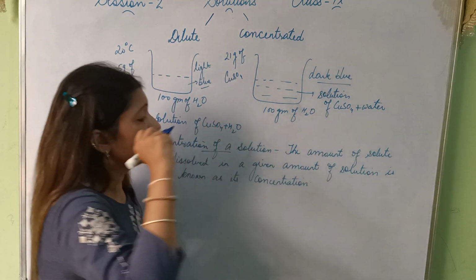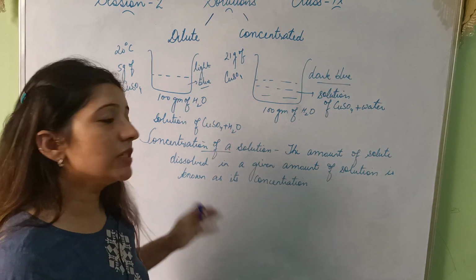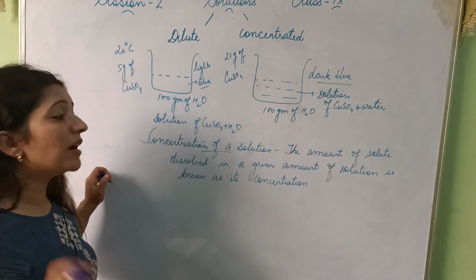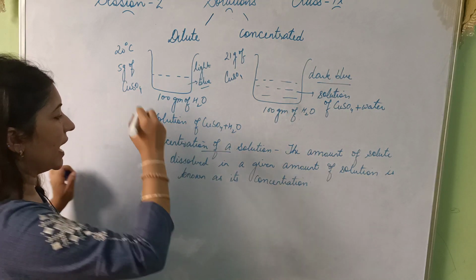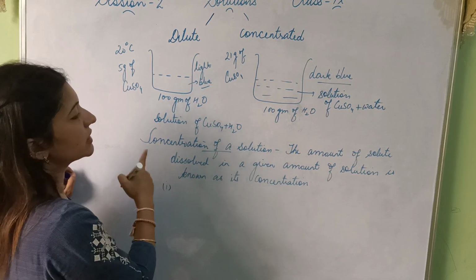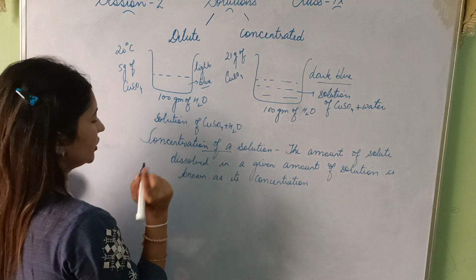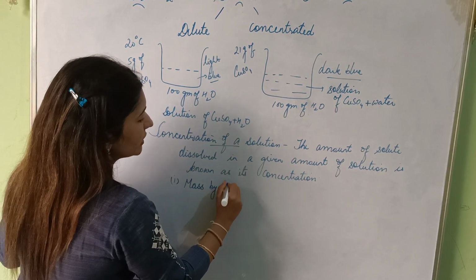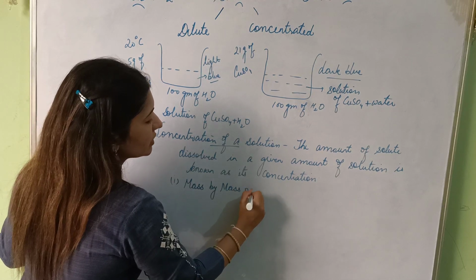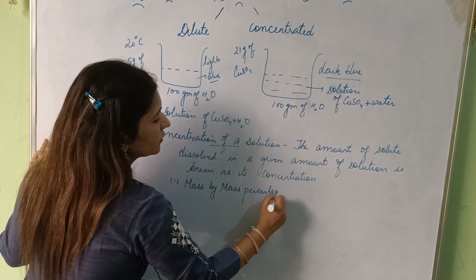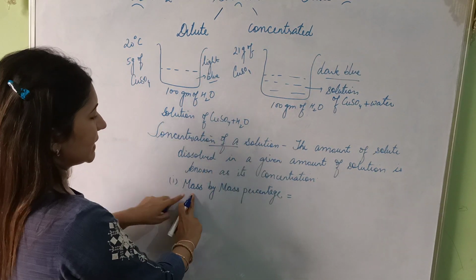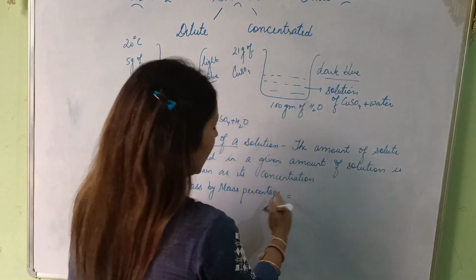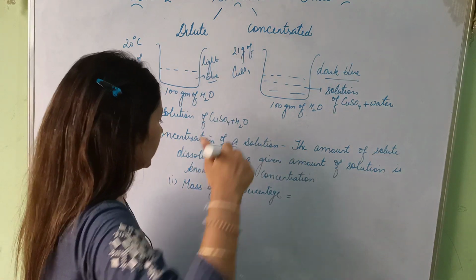Now there are various methods of expressing concentration. There are approximately 10 or 11 methods: normality, molarity, parts per million, parts per billion. But in your 9th standard we have only two methods through which we'll express concentration. First is mass by mass percentage. Mass by mass is mass of solute divided by mass of solution, and we need to find percentage, so we'll multiply by 100.